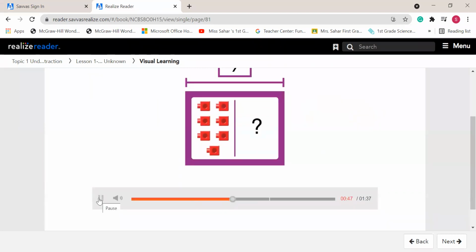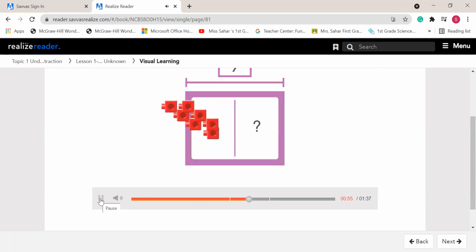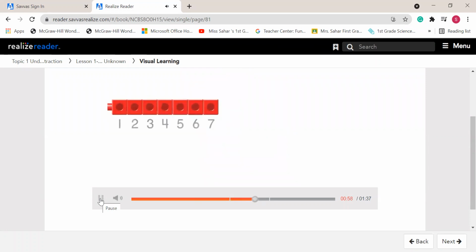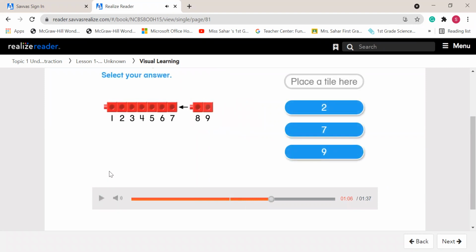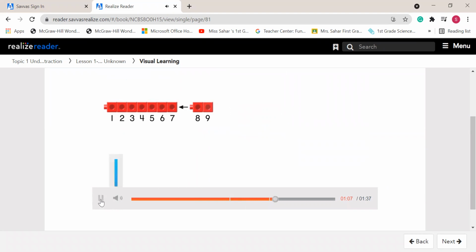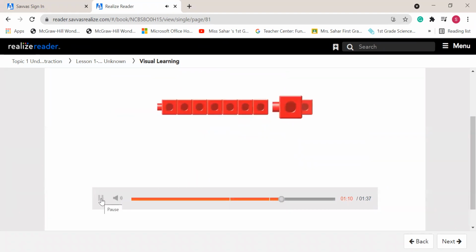Very good. An addend is a number that you add. Find the missing addend. Make a model. The model shows 7 cubes and then adds on some more cubes to get 9 cubes. Find the missing addend. Select your answer. So what do you think? 2. Very good. The missing addend is 2.